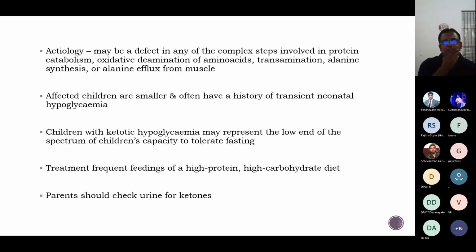So the etiology is not very clear. Maybe a defect in any of the complex steps involved in protein catabolism, oxidative deamination of amino acids, transamination, alanine synthesis, or alanine efflux from muscle. Affected children are smaller, and often they give a history of transient neonatal hypoglycemia, and some are actually IUGR babies.